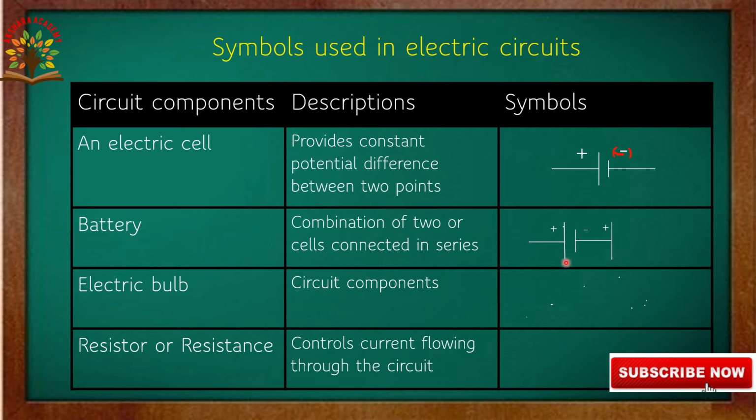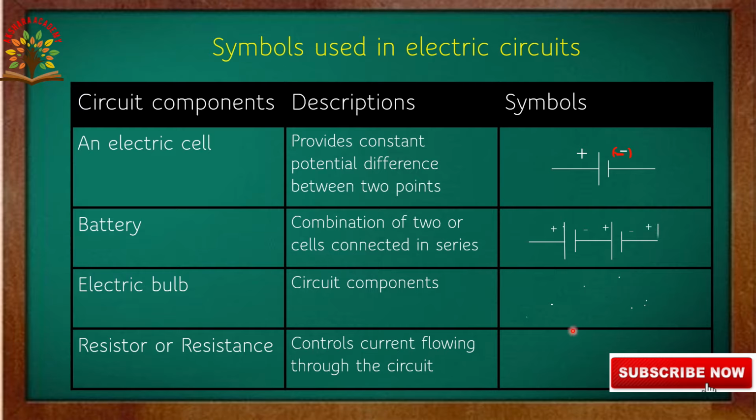Here one cell has positive and negative terminals and another cell has positive and negative terminals. The negative terminal of one is connected to the positive terminal of the other through a connecting wire. So this is the symbol for a battery. A battery is a combination of two or more cells connected in series.